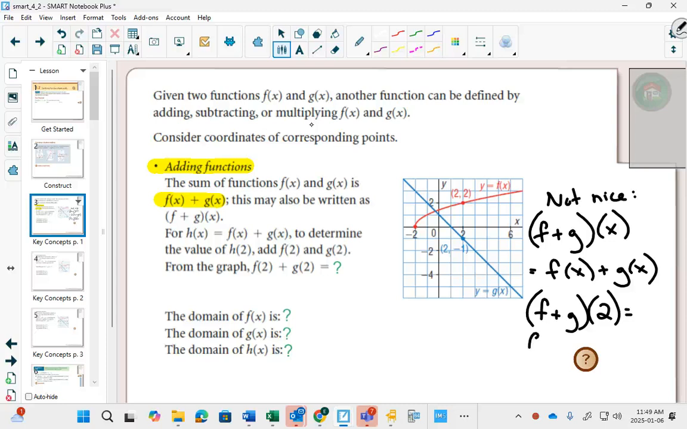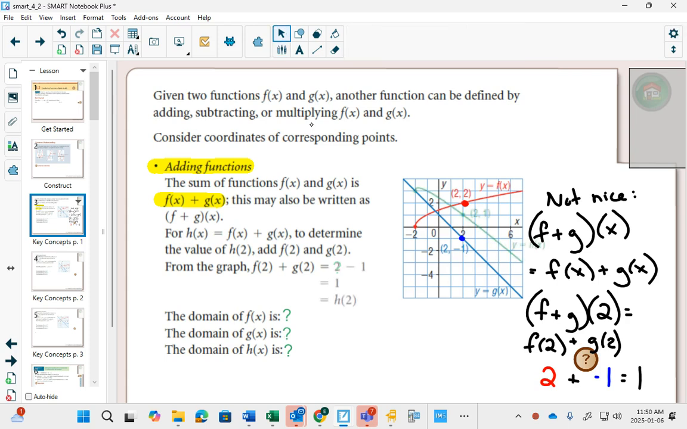Because I think you'd have no problem if they said, what's f of 2 plus g of 2? Do that first. Well, f of 2 on my graph here, f is the red graph, f of 2 is right here, that's 2. And g of 2, that's on my blue graph, that's right here, g of 2 is minus 1. What's 2 plus minus 1? It's equal to 1. And if we look on our green graph, sure enough, we have the point 2 comma 1. We're just adding all of our y values together.